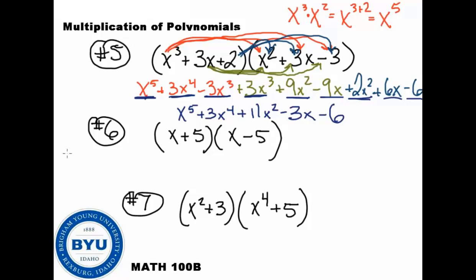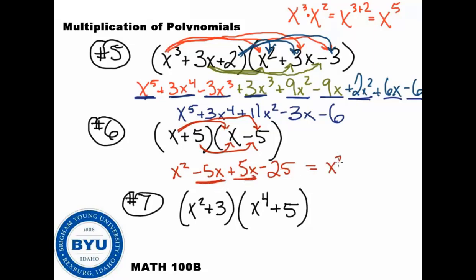Okay, this one here was pretty easy, just to kind of make you feel better after that hard one. We take x times x, and I get x squared. X times negative 5, which is negative 5x. 5 times x, which is positive 5x, and 5 times a negative 5, which is negative 25. Notice here we have a negative 5x plus 5x. Those cancel out, and so our final answer is x squared minus 25.